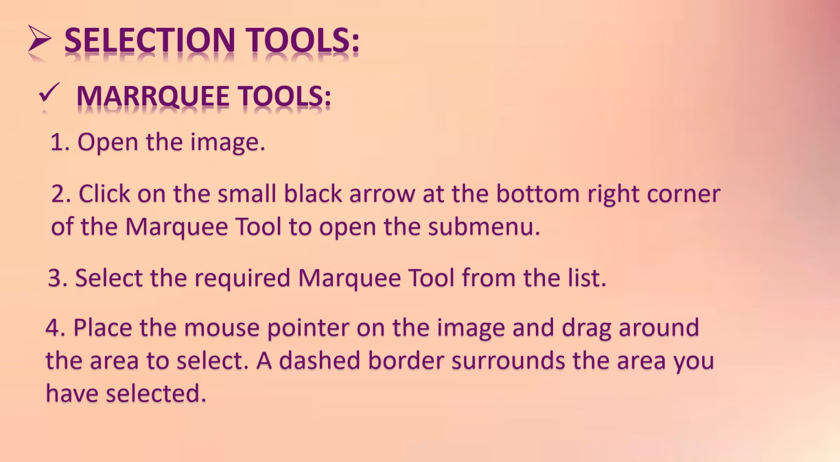Rectangular Marquee to select a rectangular area of an image. Elliptical Marquee tool to select an elliptical or circular area of an image. Single Row Marquee tool to select a single row of 1 pixel width. Single Column Marquee tool is to select a single column of 1 pixel width. Place the mouse pointer on the image and drag the area to select.